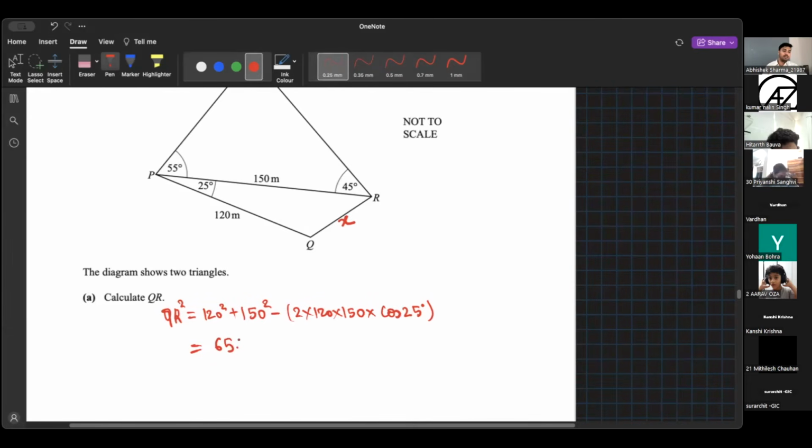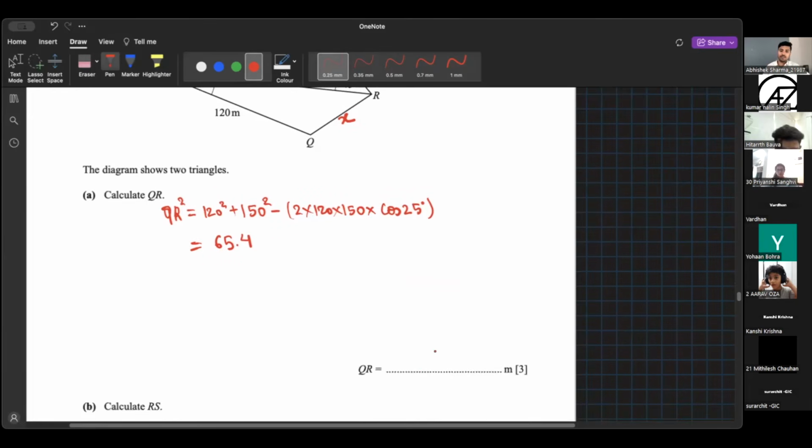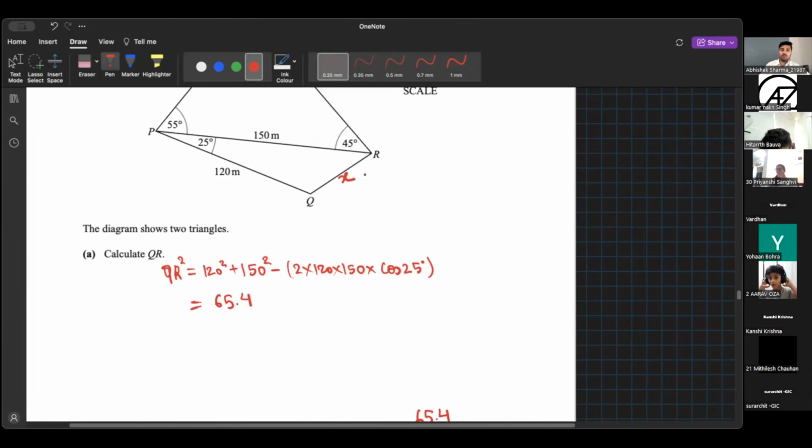65.37. So I'm writing 65.4, correct up to 3 significant figures. 65.4 meters. Let's label it here also, 65.4.